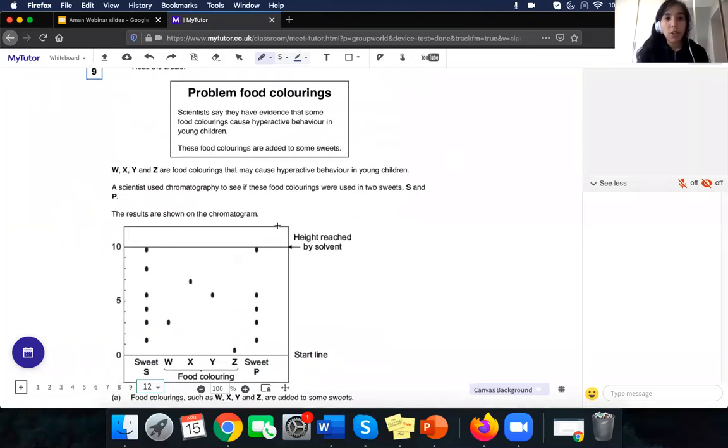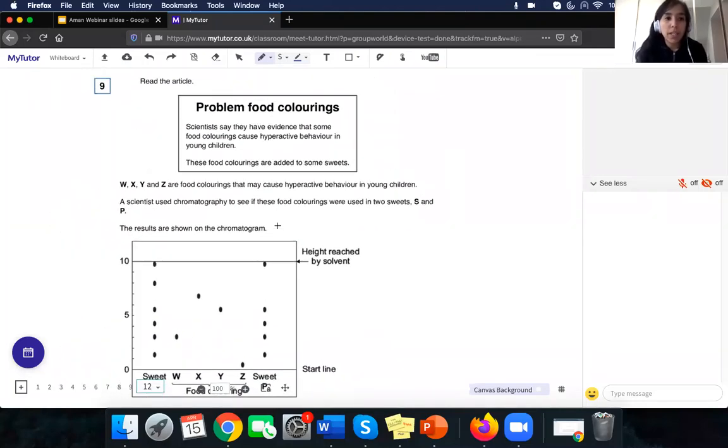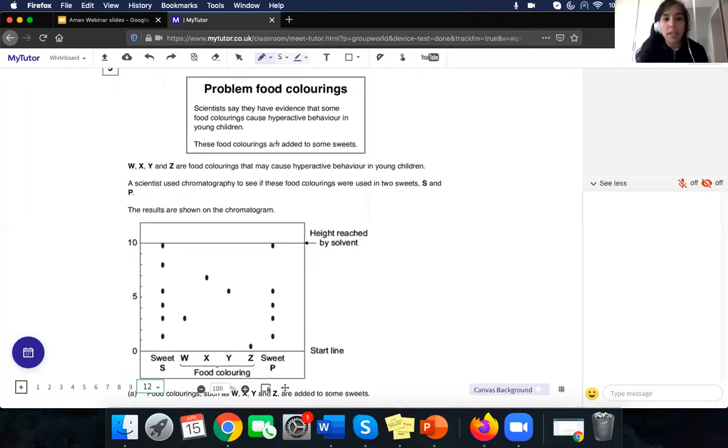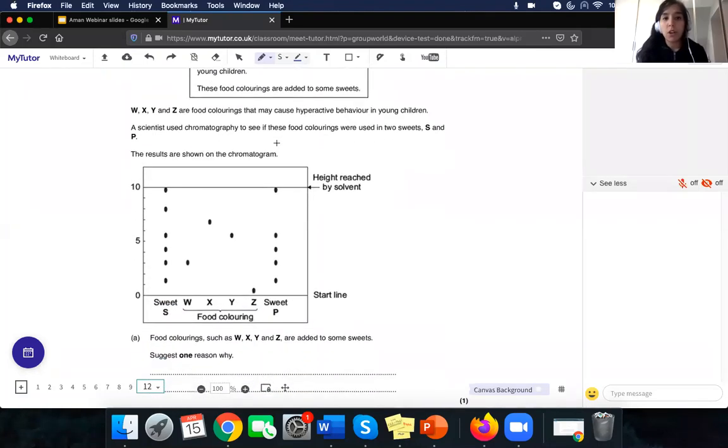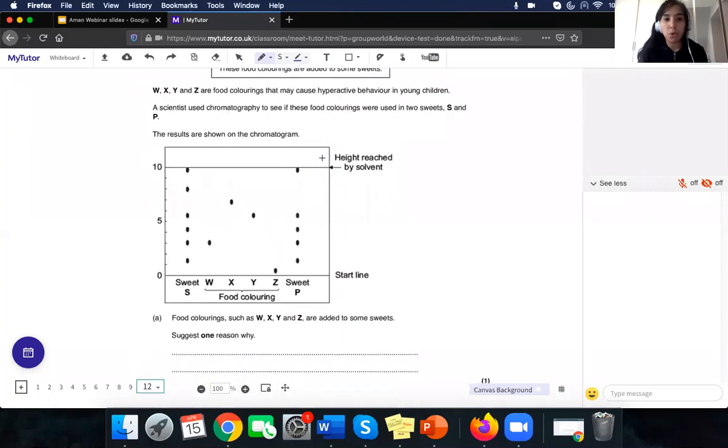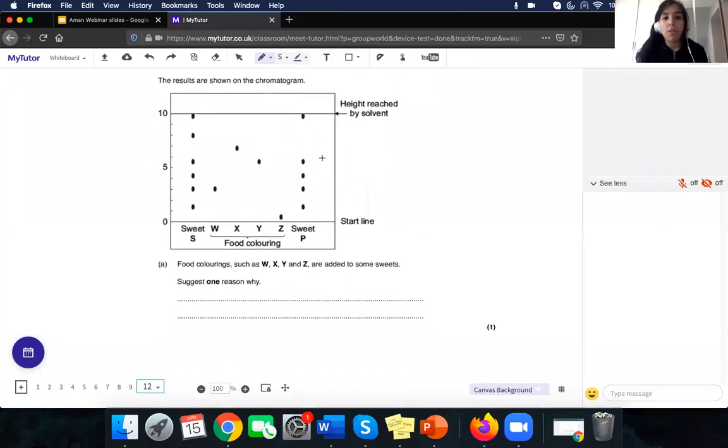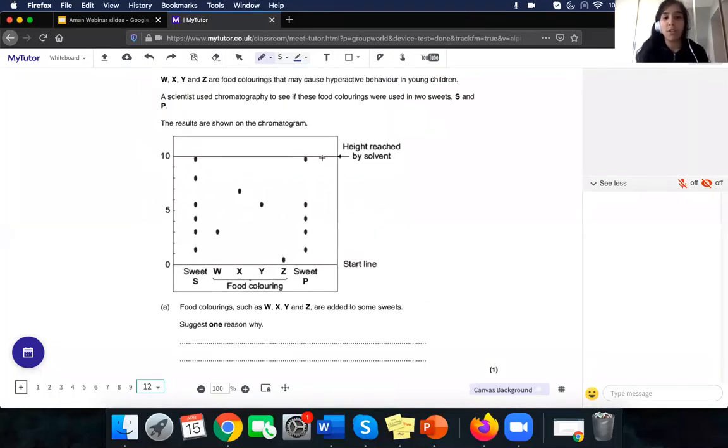All right, so we've got another one then. W, X, Y, and Z are food colorings that may cause hyperactive behavior in young children. A scientist used chromatography to see if these food colorings were used in 2 sweets, S and P. The results are shown on the chromatogram. Food colorings such as W, X, Y, and Z are added to some sweets. Suggest one reason why. Does anyone know why we add food colorings to sweets?